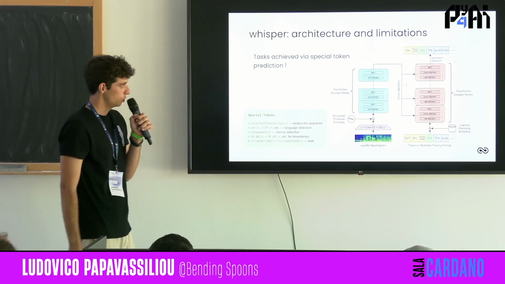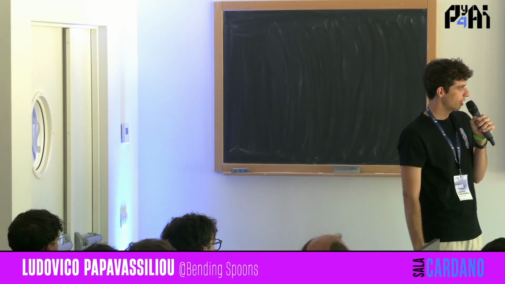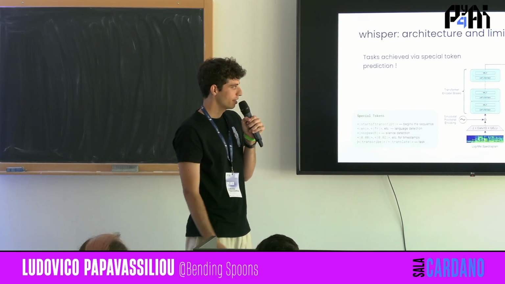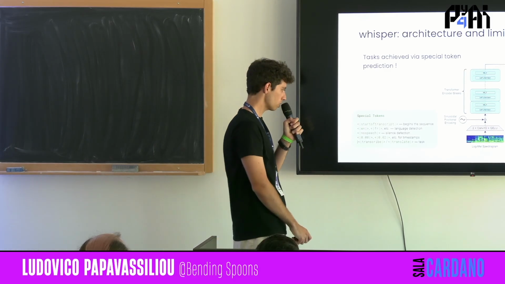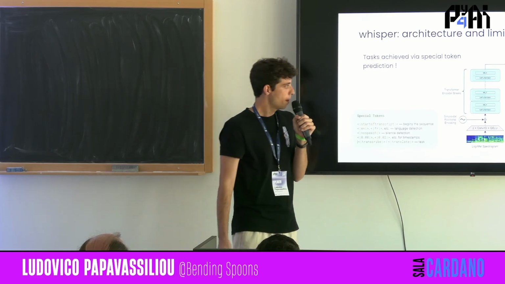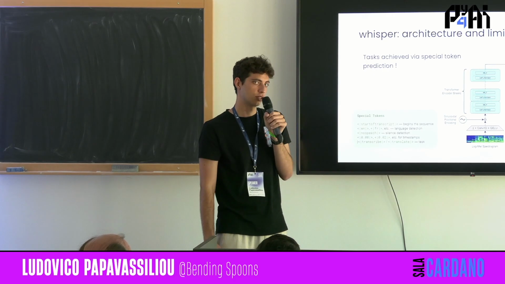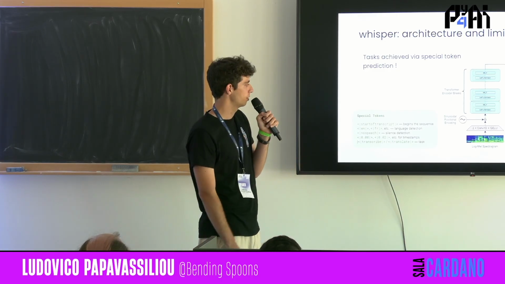What are the issues here? The issues are that for the language, you can use Whisper to detect it using these special tokens, but it's not going to be as accurate as a dedicated language detection model. Also, you can use Whisper for silence detection. But even here, it's not going to be as accurate as the voice activity detection models, which are an entire class of existing models for audio processing.